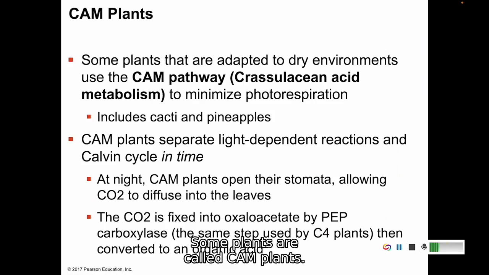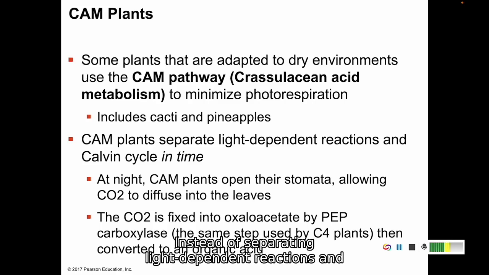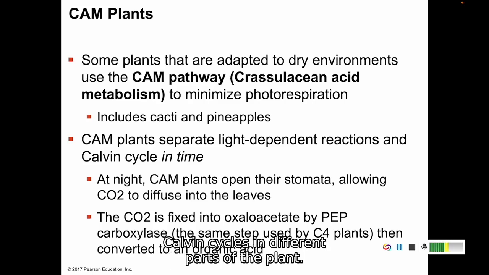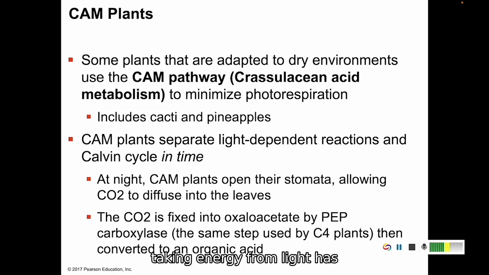Some plants are called CAM plants. They use a CAM pathway, which is another way to minimize photorespiration. CAM stands for crassulacean acid metabolism, which is another mouthful, so we say CAM plants. CAM plants include cacti and pineapples. Instead of separating light-dependent reactions and Calvin cycles in different parts of the plant, they're going to separate them in time. So the photo part, the taking energy from light, has to happen when the sun is out. So it happens in the daytime.